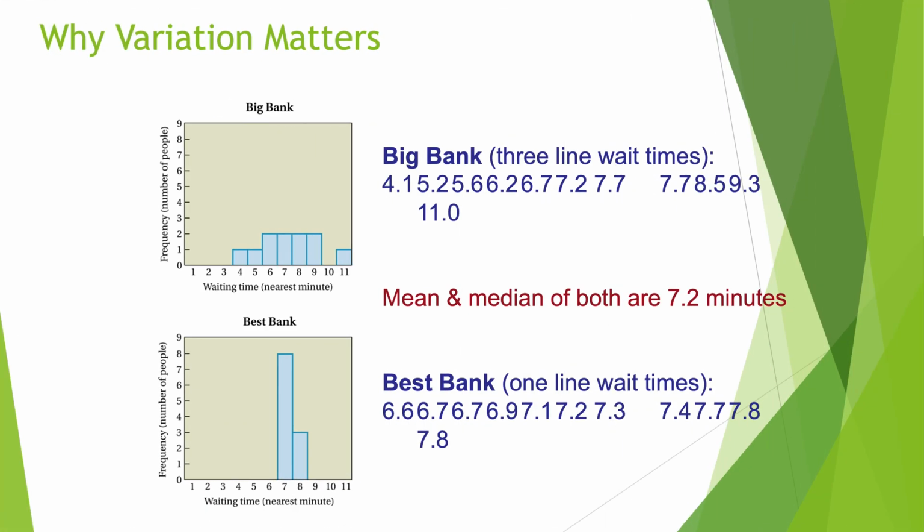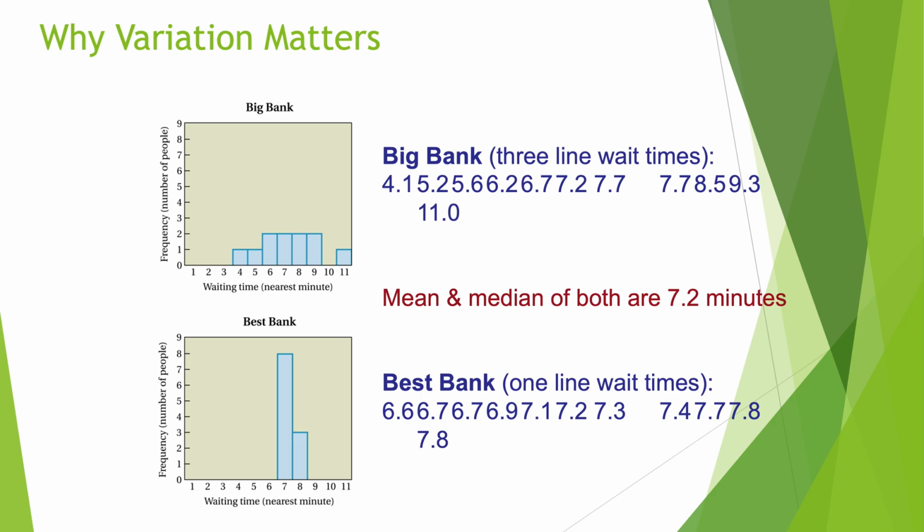Now, why variation matters. If I was just to study the average wait time for each of these banks, they would be identical, okay? But it's decreased in the best bank scenario. Over time, the customer satisfaction will be higher since there are fewer surprises. See, if you look at big bank, boy oh boy, you could wait as long as like 11 minutes. Sometimes at big bank it's shorter, but in best bank it's pretty consistent, 7 or 8 minutes.